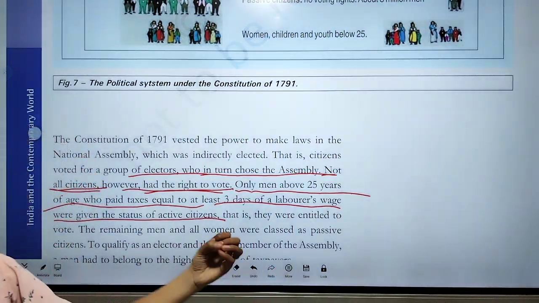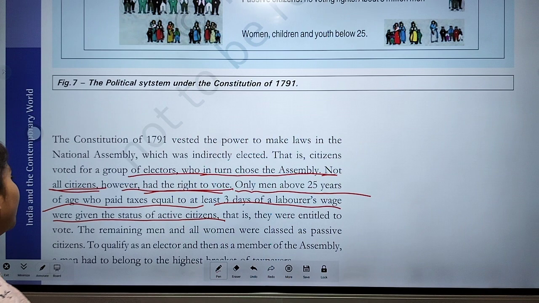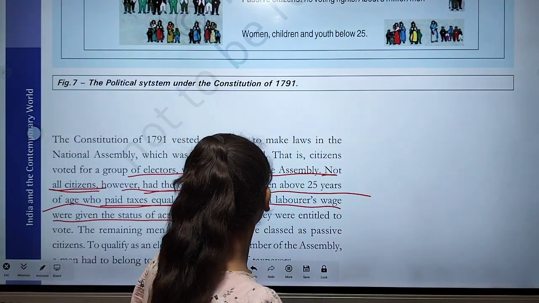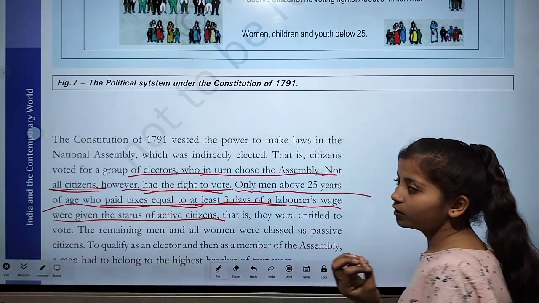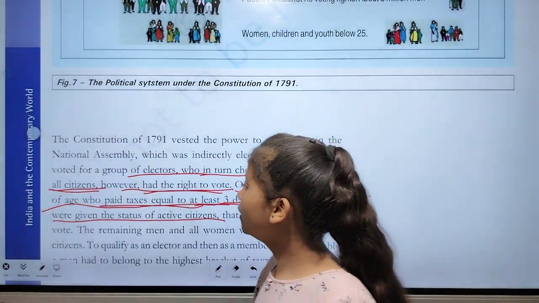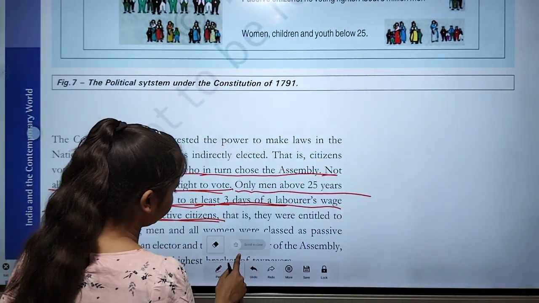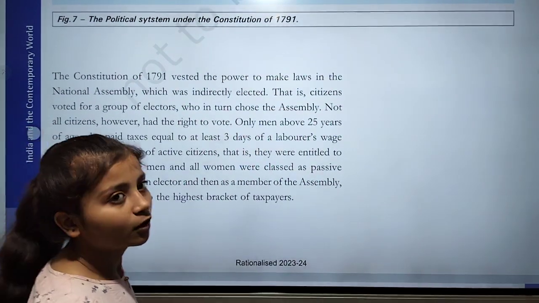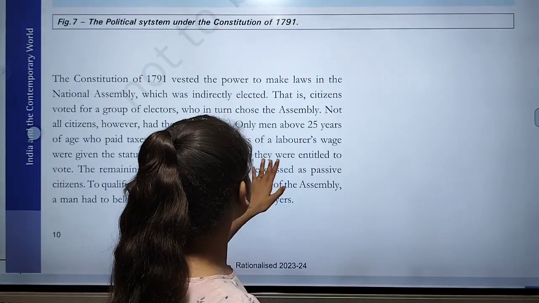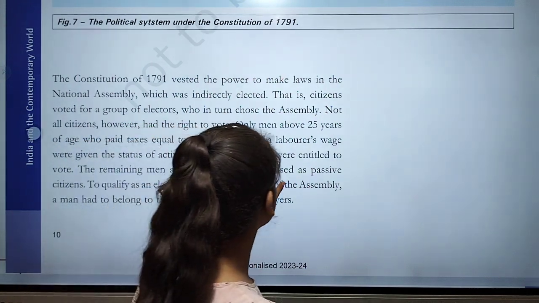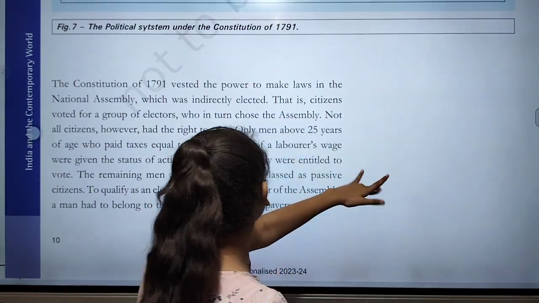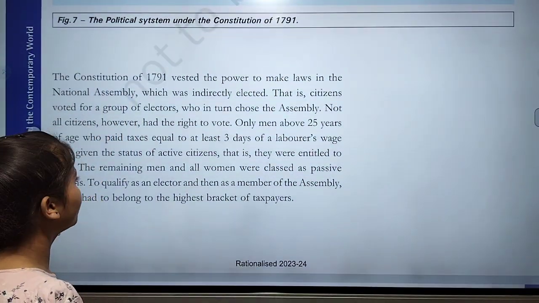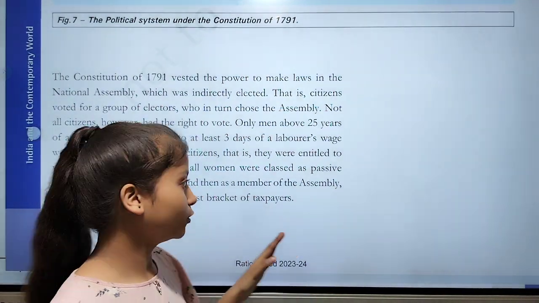It means only men above 25 years old who paid tax of at least 3 days of laborers' wages were given the status of active citizens. They are called active citizens, and they were entitled to vote.